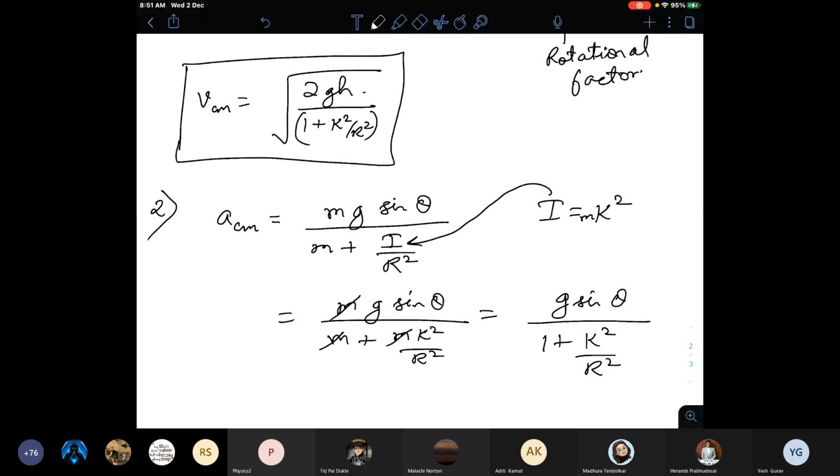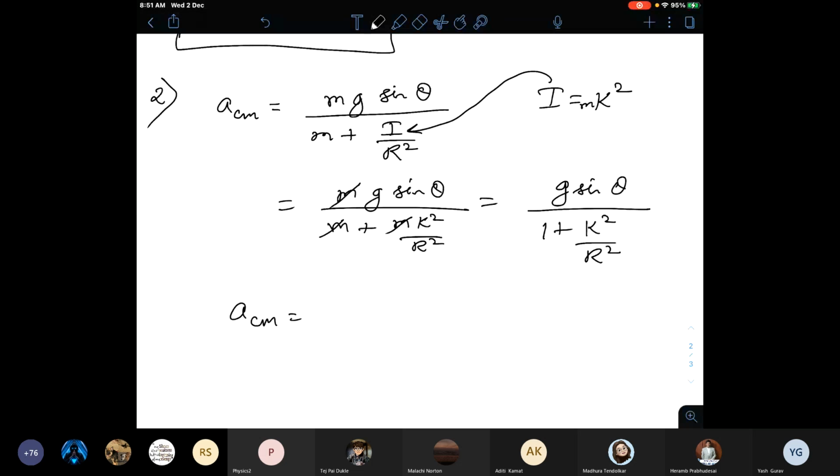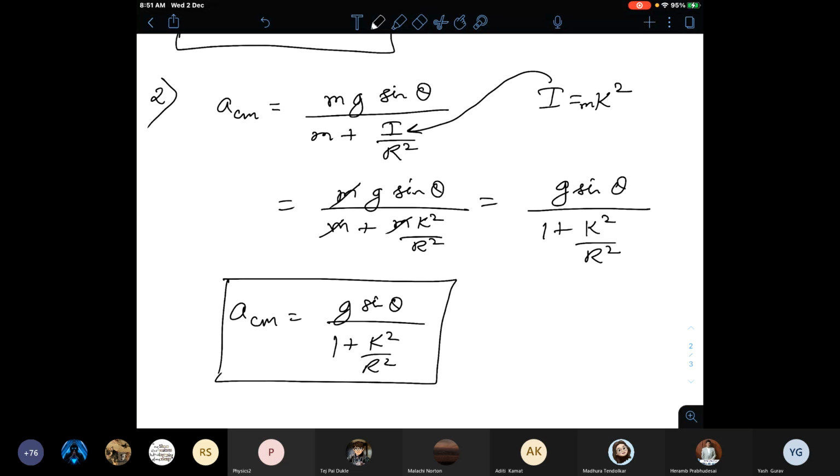Again, if you see, this is the final formula. ACM equals g sine theta upon 1 plus k square by r square. Again, g sine theta would have been the acceleration if there wasn't any rolling. If rolling was absent, if friction was not there, if rolling was not occurring, then g sine theta would have been the acceleration along the inclined plane, obviously.